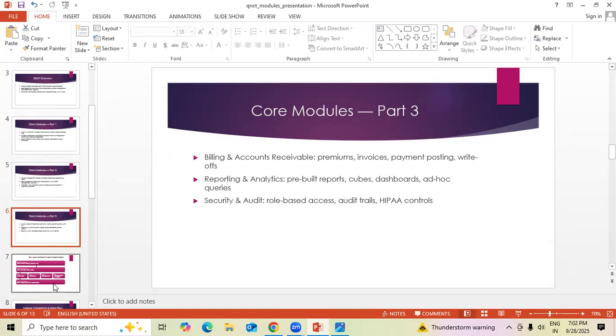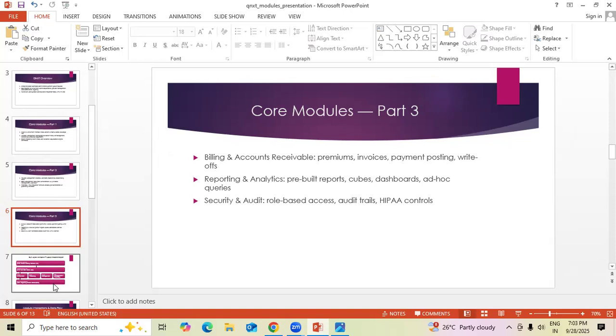Next one is reporting analytics, which means if you want to create some pre-built reports based upon the business needs we have, because if you want to take a decision on the status of the particular healthcare business or healthcare administration that we are managing, we need to build pre-built reports. At the same time, what are the dashboards and ad hoc queries? Everything can be built under the reporting analytics.